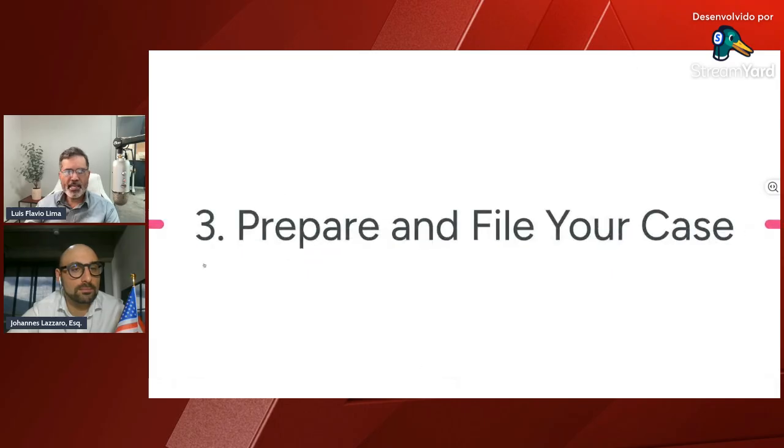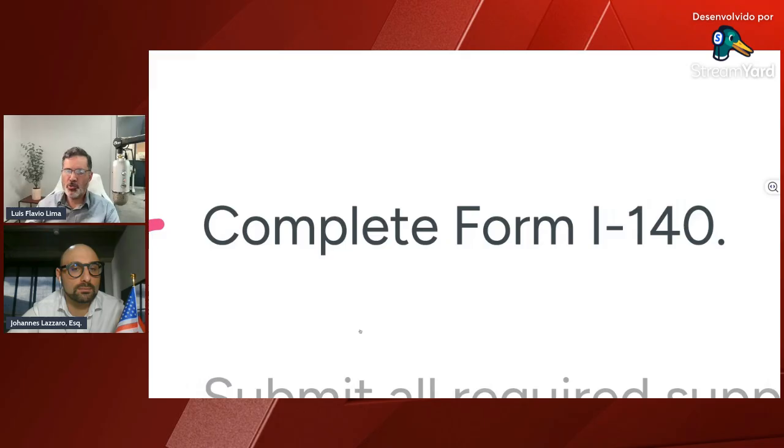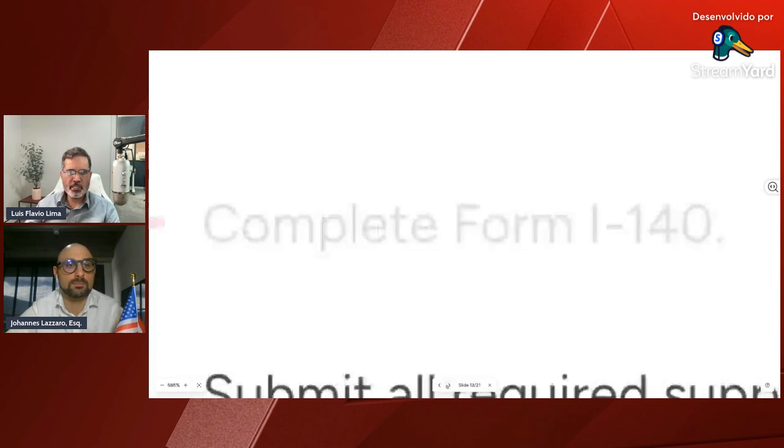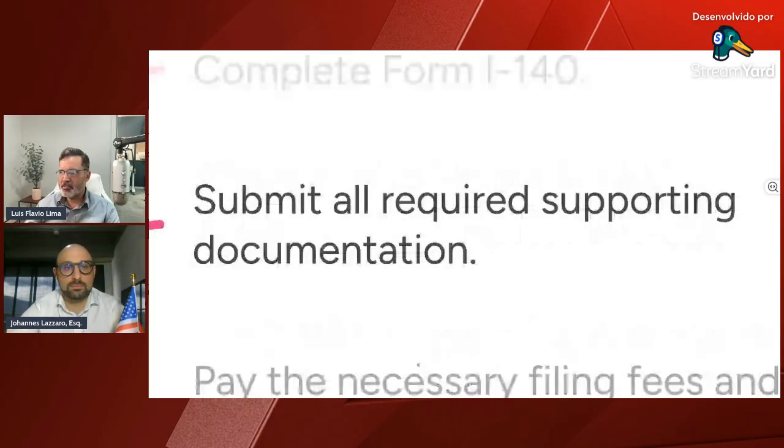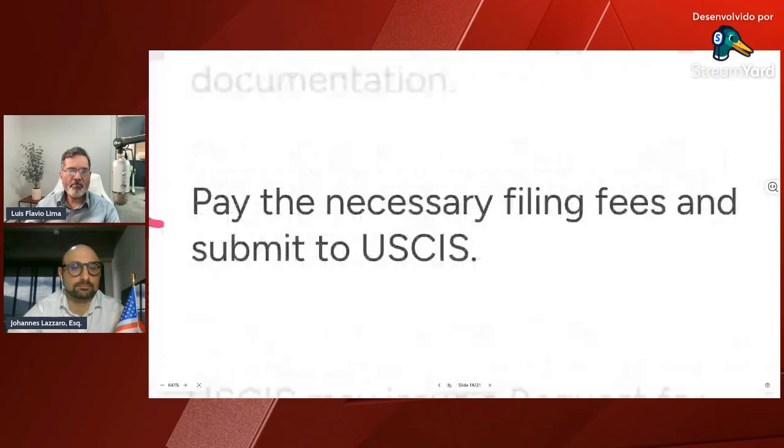Great. And now we're gonna get to preparing for your case. Now it's hands-on, right? We need to start to complete the form I-140. It's a step to the application, right? And after that, we're gonna submit all required supporting documentation, and that's a very important step, and pay the necessary filing fees to submit to USCIS. Now the package is ready to go, right? Absolutely. So the package being significant usually, right? We're talking about something that will have this size.